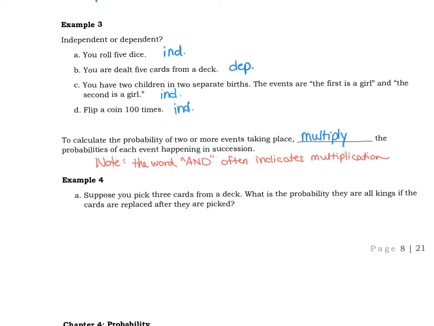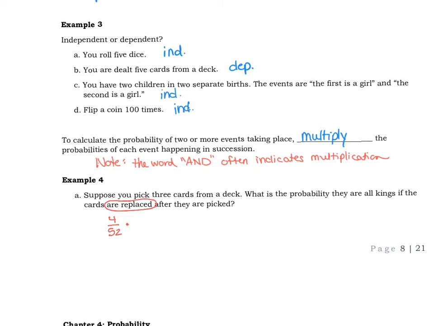You pick 3 cards from a deck. What is the probability they are all kings if the cards are replaced after they are picked? So once we get a card, we're going to put it back in the deck, reshuffle, and pick another one. Okay, so for the first card, there are 4 kings out of 52 in the deck. Okay, so what we're looking for is the probability of a king and a king and a king.